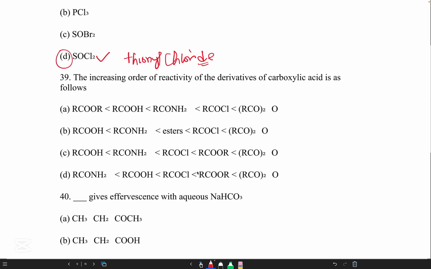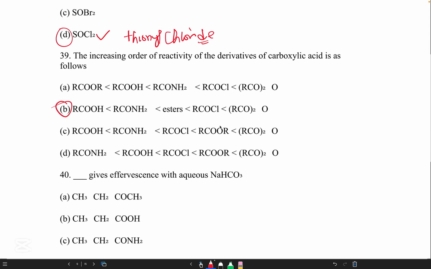The increasing order of reactivity of the derivatives of carboxylic acid is as follows. This one is less than this, is less than the ester, less than this, and then less than the acid chloride. Are you getting it? It means the carboxylic acid reacts lesser than the amide, which reacts lesser than the esters, which react lesser than the anhydride, which reacts lesser than the acid chloride. However, there is also a school of thought that believes that the anhydride is more reactive than the acid chloride. However, this one is the best way to represent it based on the options that are available currently.